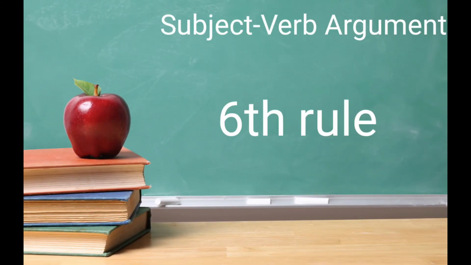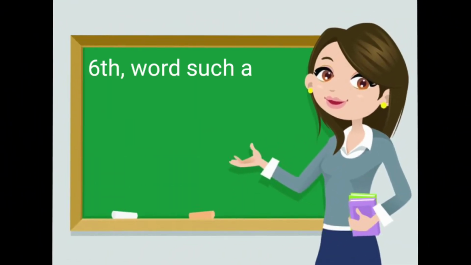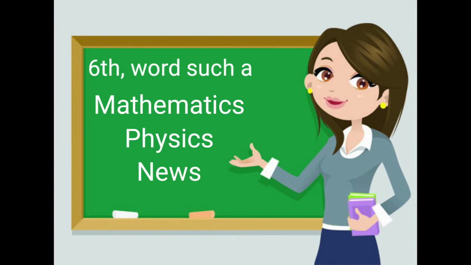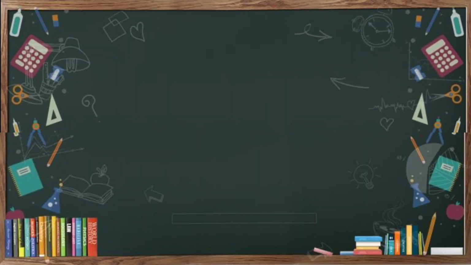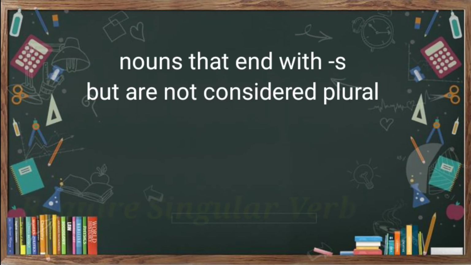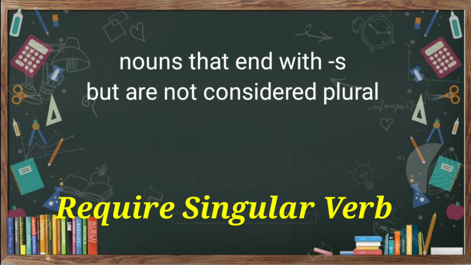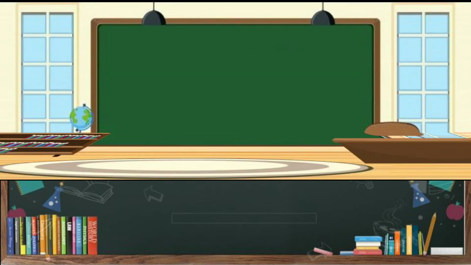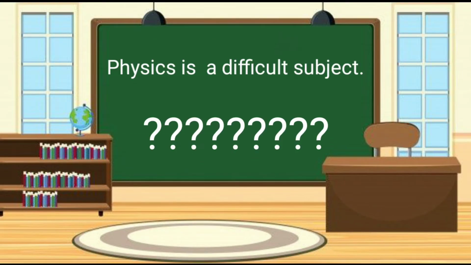Now, let's proceed with the sixth rule. Sixth, words such as mathematics, physics, and news, and the like are nouns that end with s but are not considered plural. These nouns require a singular verb. Physics is a difficult subject.